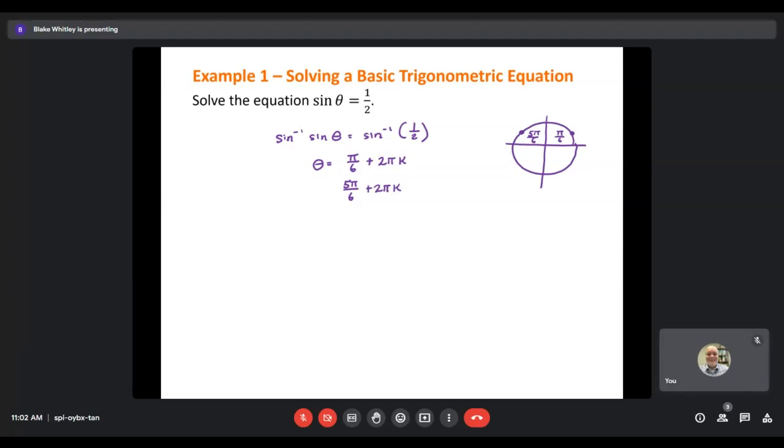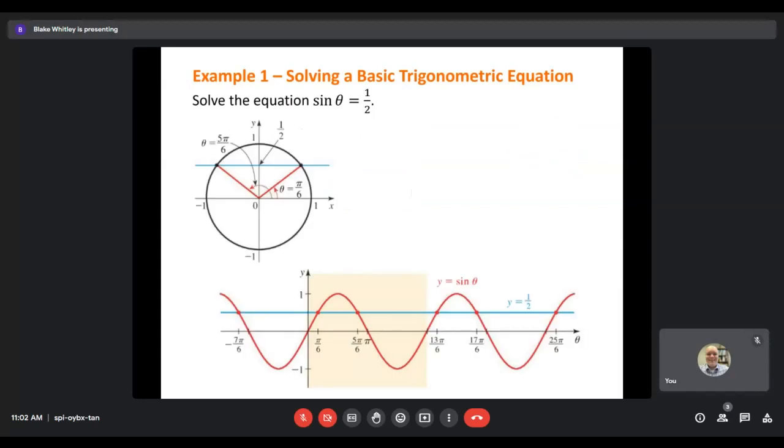So for this one, all of this right here is the answer. And we can see here, this is just showing us our unit circle, where we would have a value of 1/2, and the fact that because sine is periodic, we have more than that one solution. There's actually an infinite number of solutions beyond pi over 6 and 5 pi over 6, where we would hit those same values of 1/2.